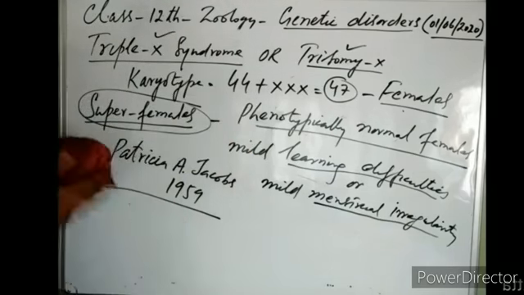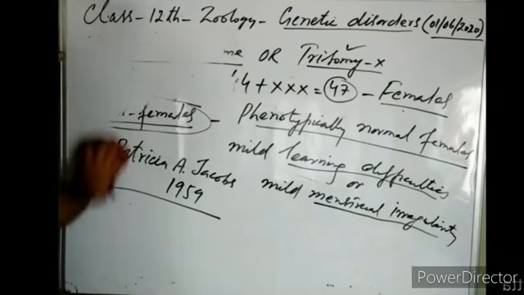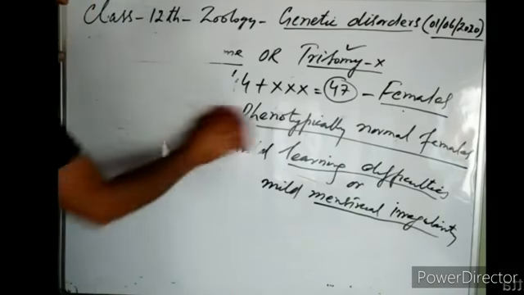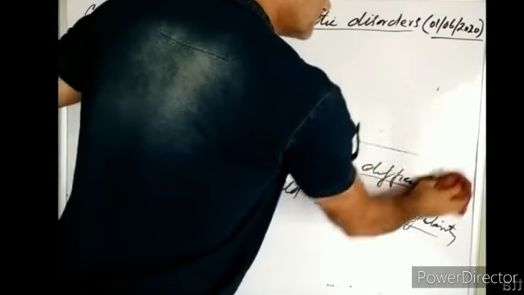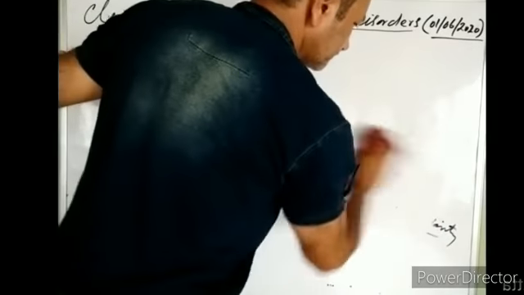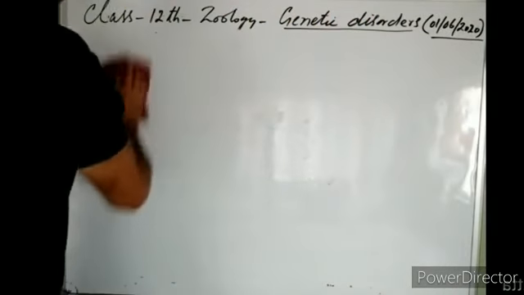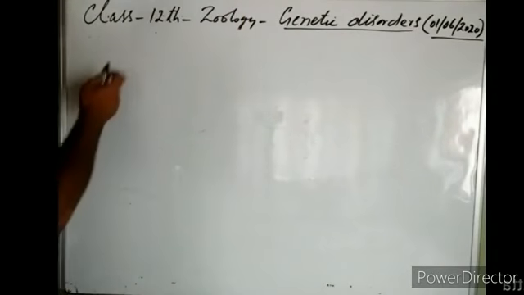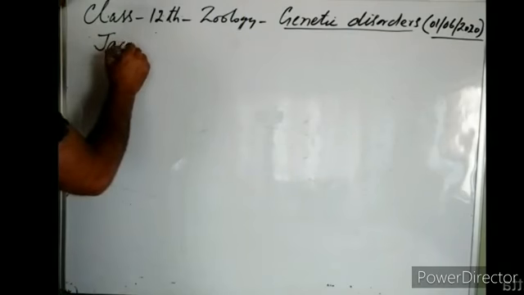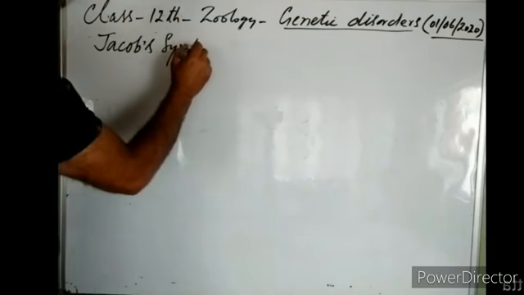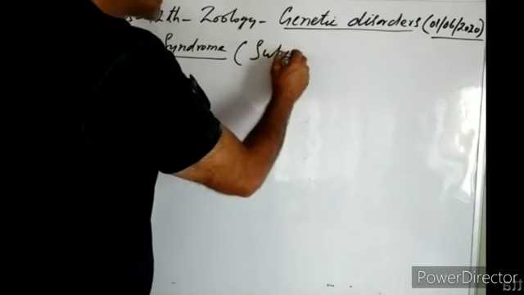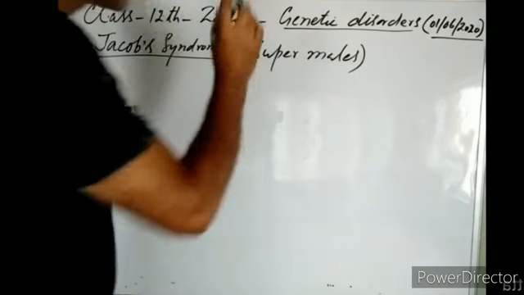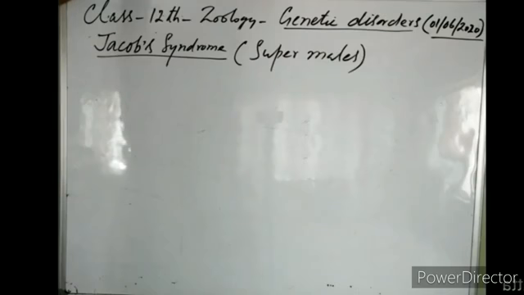Then we have another chromosomal anomaly that is known as Jacobs syndrome. It was previously known as super males. But again, this term is a misnomer. They are by no way super males. They are quite ordinary, normal males, right?